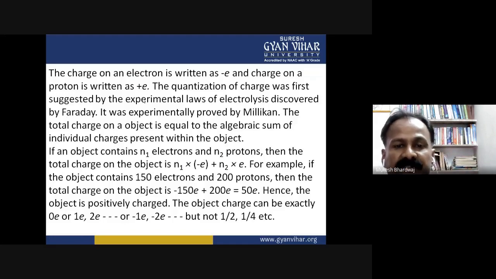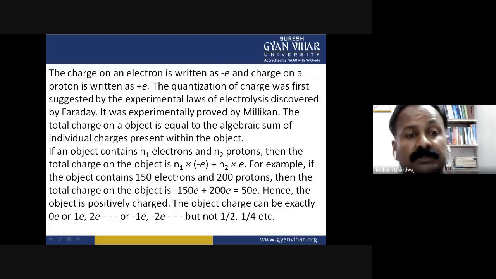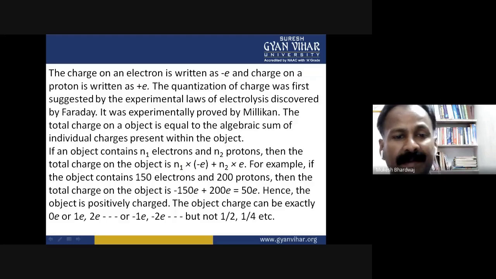The total charge on an object is equal to the algebraic sum of the charges individually present within the object. If an object contains n1 electrons and n2 protons, then the total charge on the object is n1 into minus e plus n2 into e. For example, if the object contains 150 electrons and 200 protons, then the total charge on the object is minus 150 e plus 200 e, which equals 50 e. Hence, the object is positively charged.